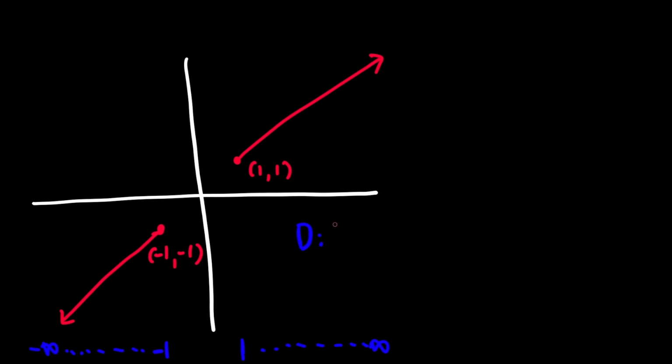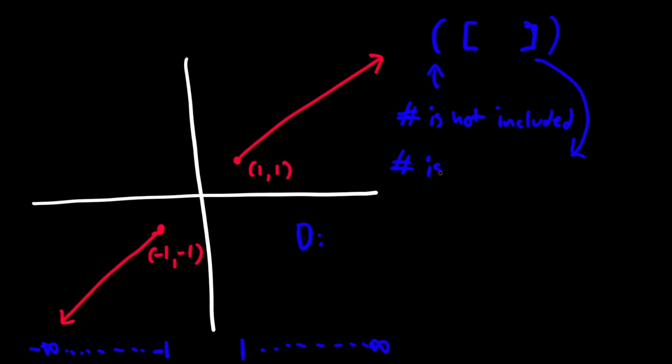So let's talk about the interval notation first. What this is, you're basically going to use parentheses, brackets, and then closing brackets and closing parentheses to describe the intervals where x exists on this function. So what the parenthesis means is that the number is not included. And what the bracket means is that the number is included.